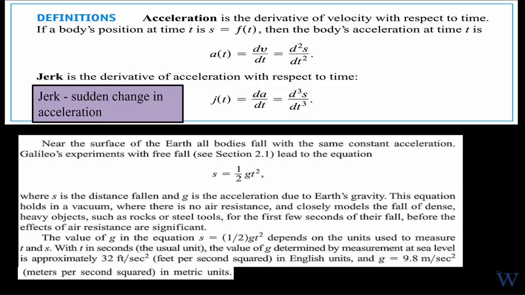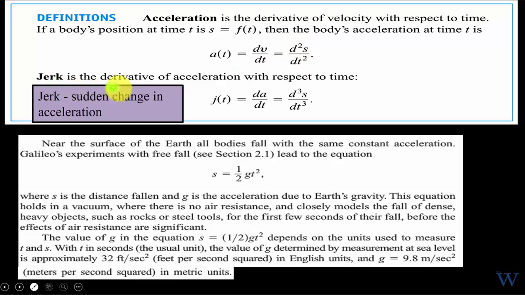Acceleration. Now here is another term that we need to remember or to learn. Acceleration is just the derivative of the velocity with respect to time. So it's defined as a of t. So take the derivative of v with respect to time, which means you're just taking the derivative of the position function twice. So this is the notation for second derivative.